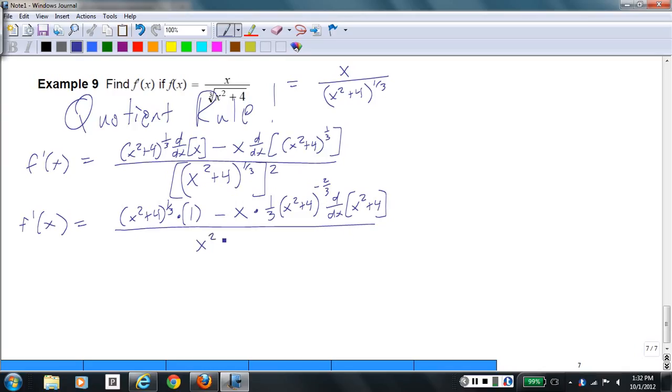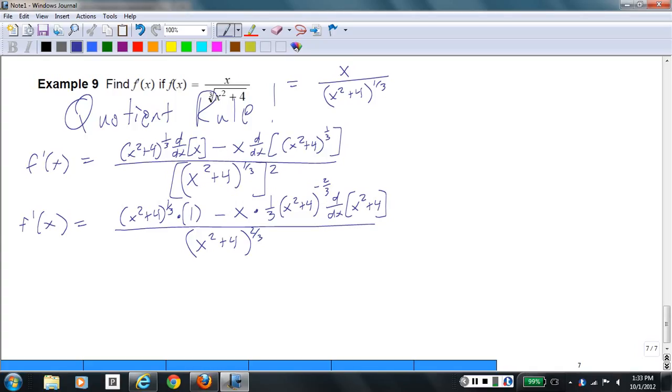X squared plus 4 to the 2/3. Multiply those exponents and that's what we get. 1/3 times 2 equals 2/3. So we'll take the derivative of x squared plus 4 and get 2x.